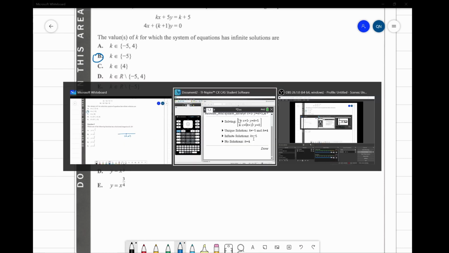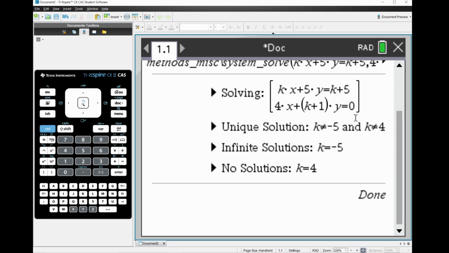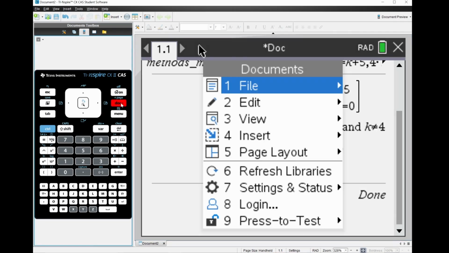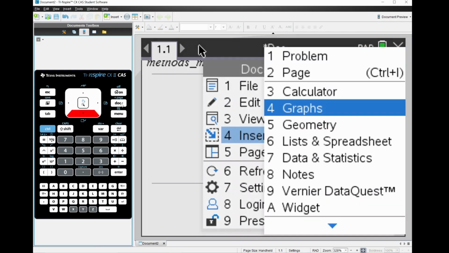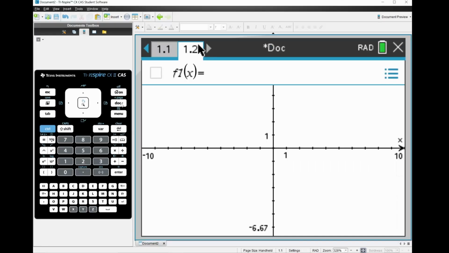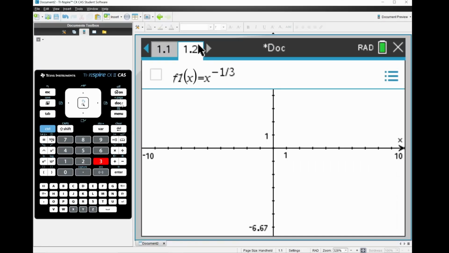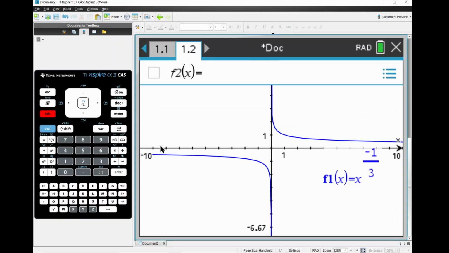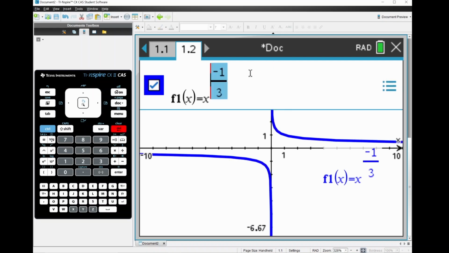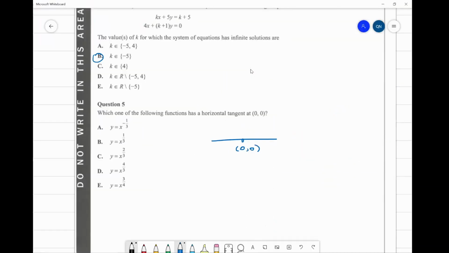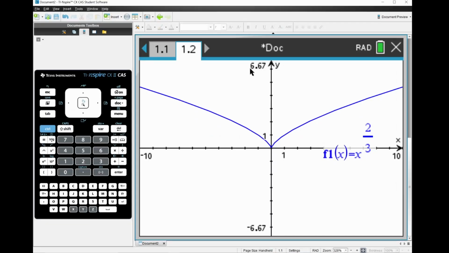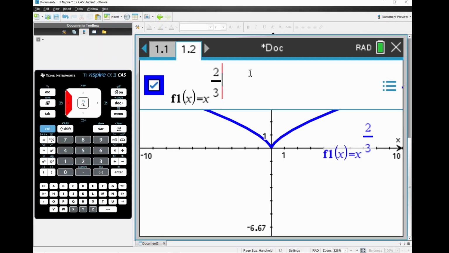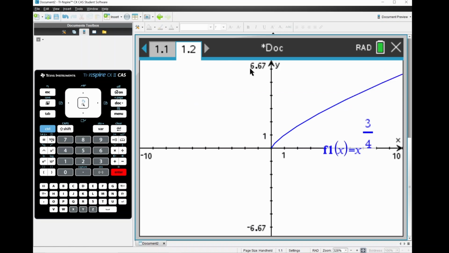Let's see, maybe if you don't know what these functions look like, which I don't know off the top of my head, let's just use the graphs page. So insert graphs page, and then we'll just plug all these in. X to the minus 1/3 has an asymptote at 0, so that's not going to work. Then we can try 2/3. Oops, it's not working, x to the 2/3. Does this work? Nope. Then we've got 4/3 and 3/4. So let's try those. 3/4, nope, and 4/3 was the other one.